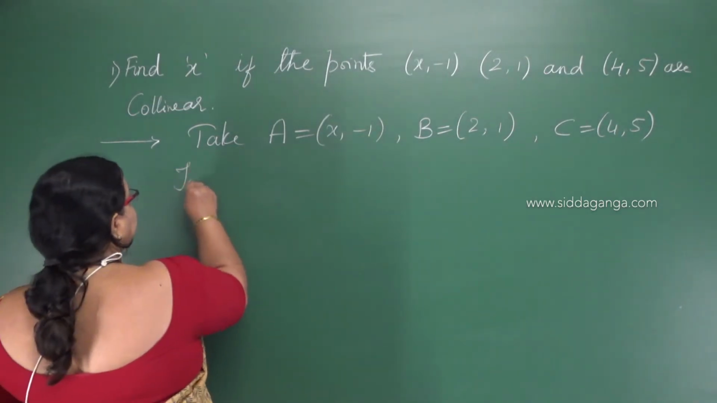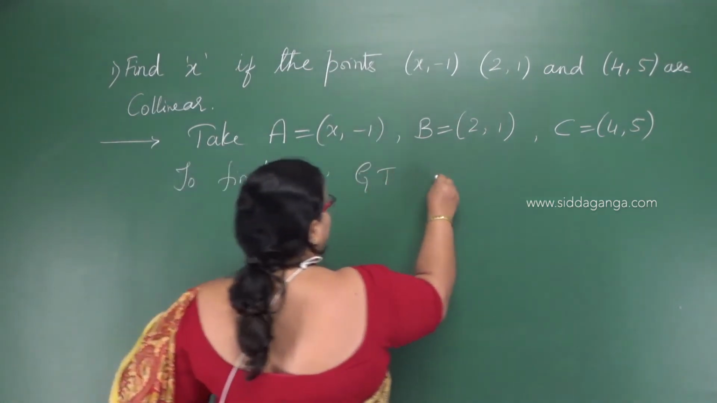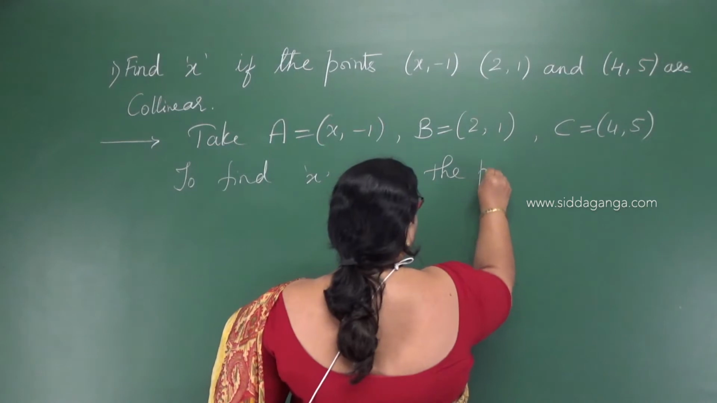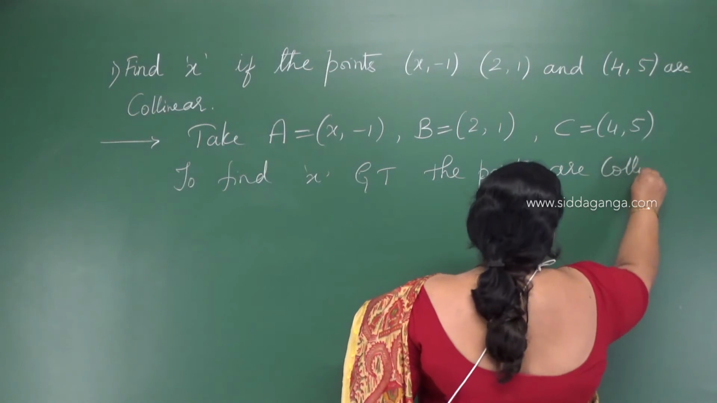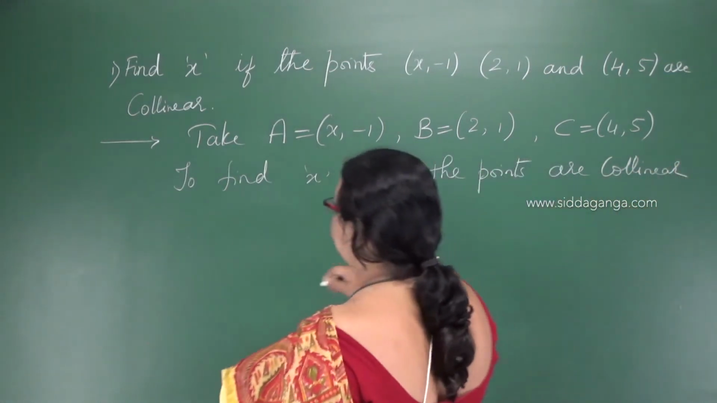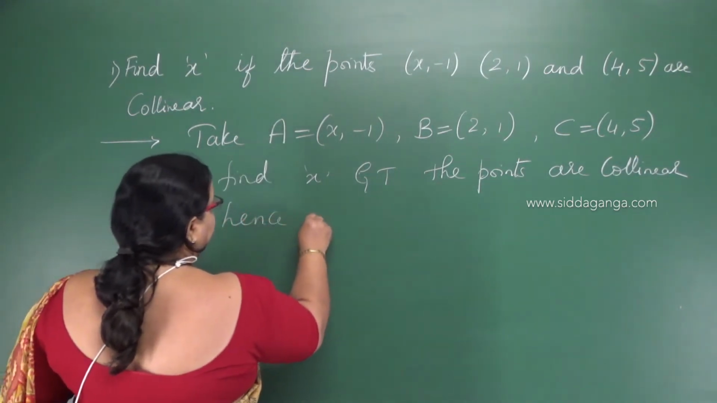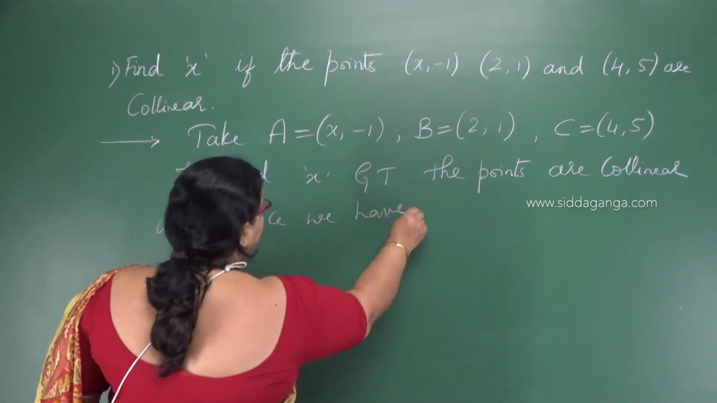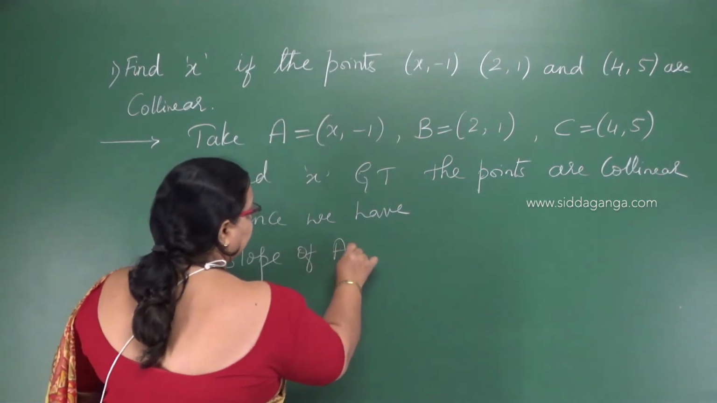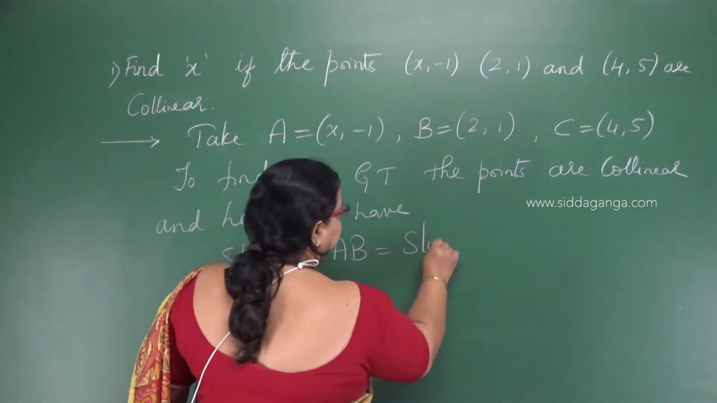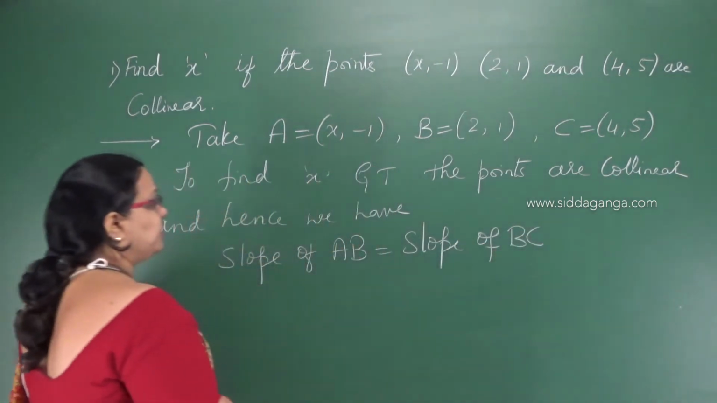To find x, given that the points are collinear, and hence we have the slope of AB equal to the slope of BC.